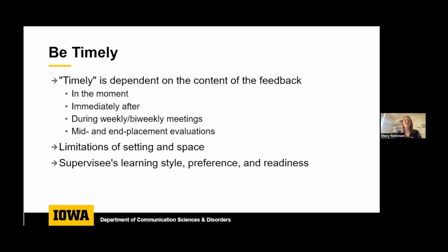If I have students that really want a verbal debrief, I can offer maybe a couple of sentences, and then we're going to have to just move to written feedback, or we can set up a time later in the day when I have a moment where we can talk about how things have been going. Space might also limit you, depending on if there's a private place where you can give feedback. And then finally, the supervisees' preferences and readiness will also play into this.